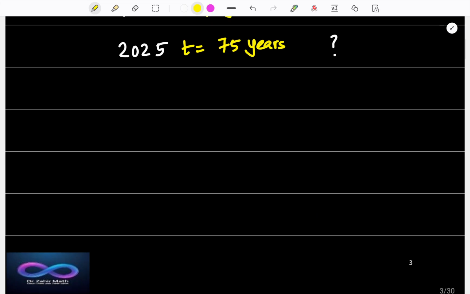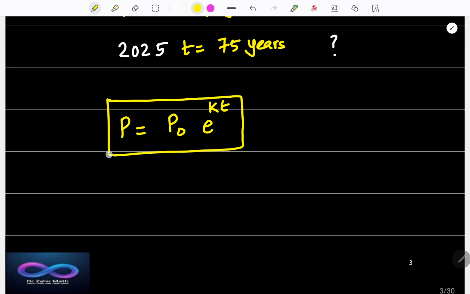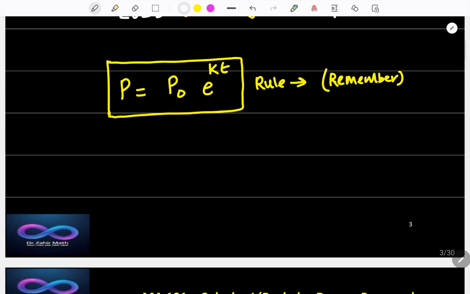Okay. So I told you one formula you have to remember. What is the formula? You have to remember one equation: P equals P naught e power kt. This one you have to remember as a rule. Nobody will give it to you in the exam. So P is equal to P naught e power kt. What is P? P is the population. What is P naught? The initial population. What is k? A constant. What is t? Time.